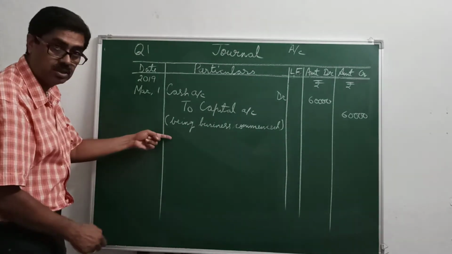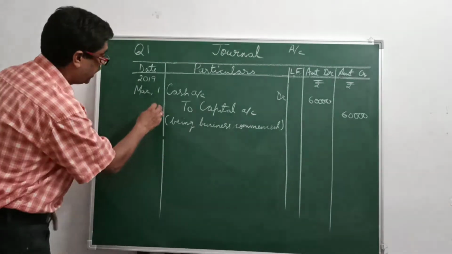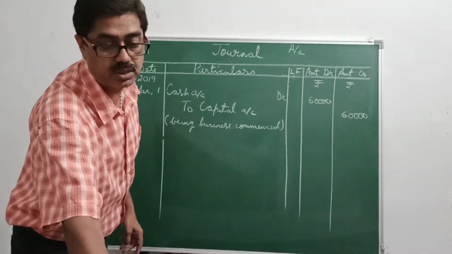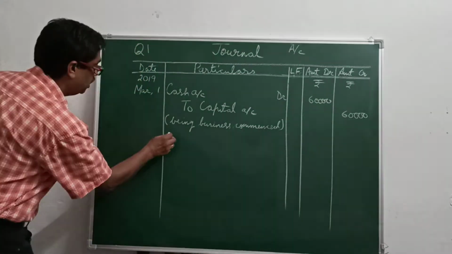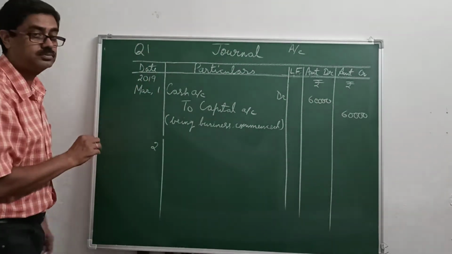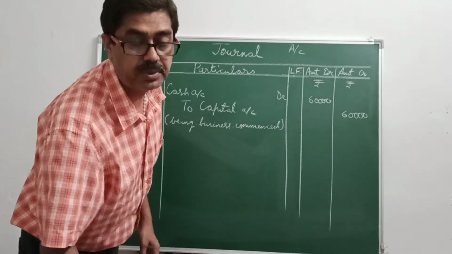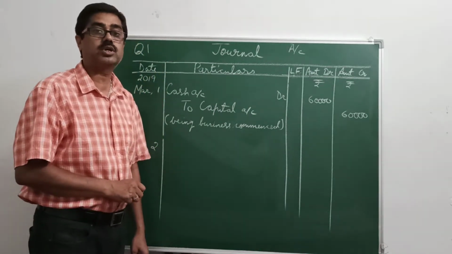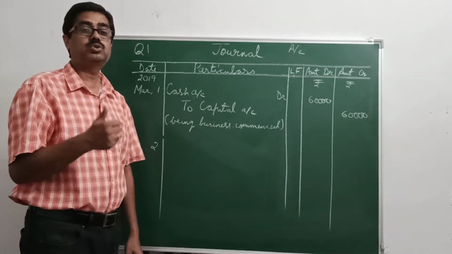Then leave a line. Don't draw any line, just leave a line and write the next date. In the question the next date is given as second. So leave a line, write second. The transaction says purchased furniture for cash. Now you have to see which two accounts you open.